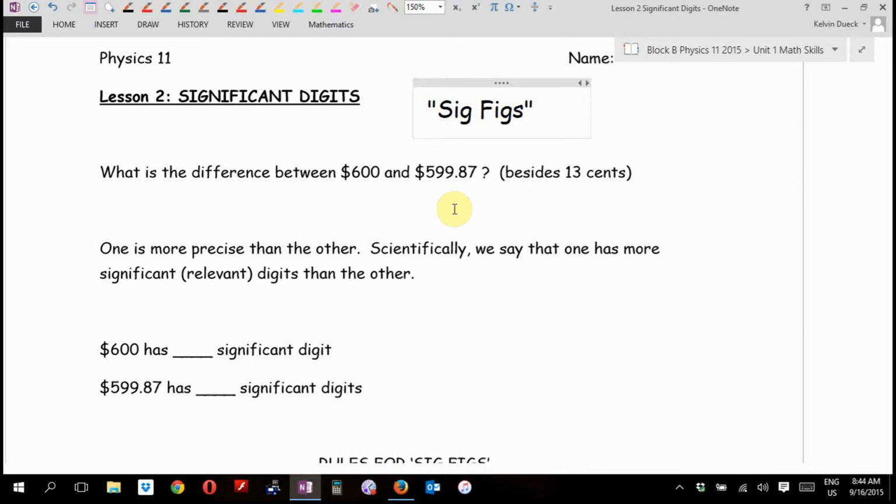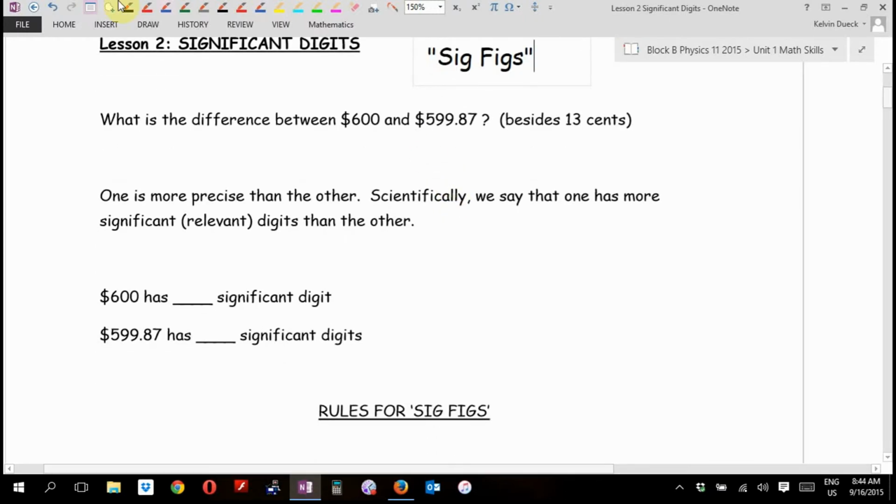Natalie, I've taught Sig Figs for years, and I've learned it's much easier for me to show you, have you figure out the pattern, and then give you the rule in English on how to do Sig Figs. I used to give the rule, so I'm just going to show you. Turns out $600 has 1 Sig Fig. $599.87 has 5 Sig Figs.